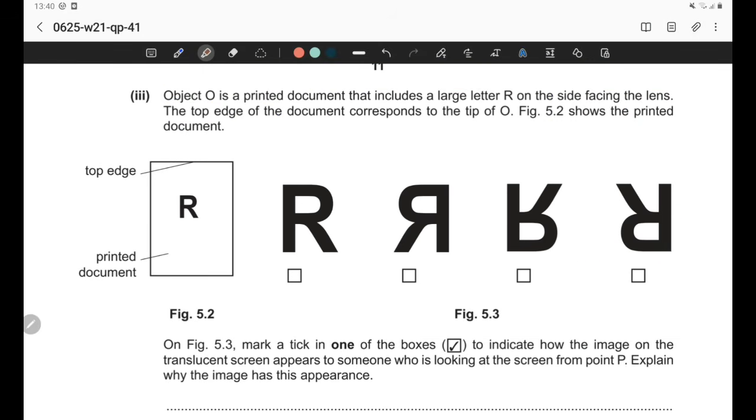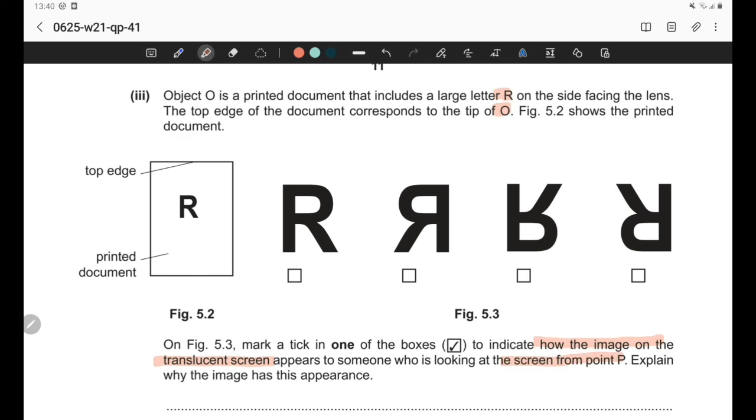Part 3. Object O is a printed document that includes a large letter R on the side facing the lens. The top edge of the document corresponds to the tip of O. Figure 5.2 shows the printed document. On figure 5.3, mark a tick on one of the boxes to indicate how the image on the translucent screen appears to someone who is looking at the screen from the point P. Explain why the image has this appearance.